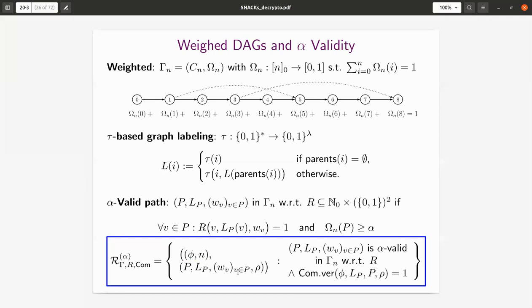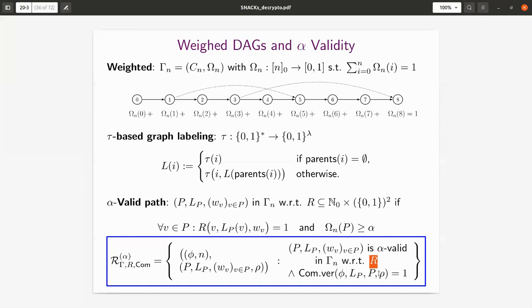Okay, such that this path has some weight alpha. So let's look at it. This path will be alpha valid with respect to this relation that we have here. So this path is alpha valid as we defined it just here, and rho is a decommitment to the path.